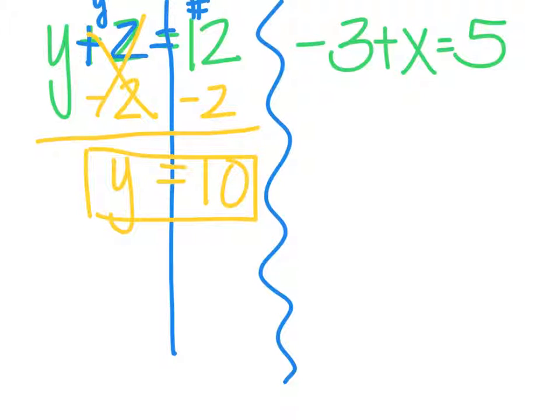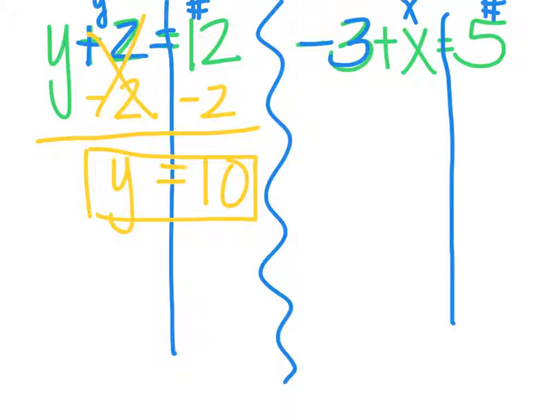For this one, it's a little bit different because it's set up differently, but that's okay. We have negative 3 plus x equals 5. So again, we're solving for x this time. So our x is on one side and our number is on the other. So I need to get rid of this minus 3 that's here. That's what's out of place.